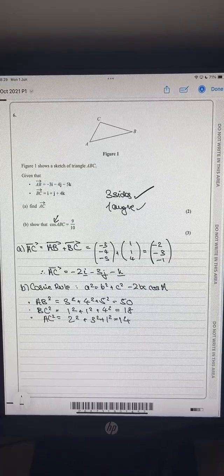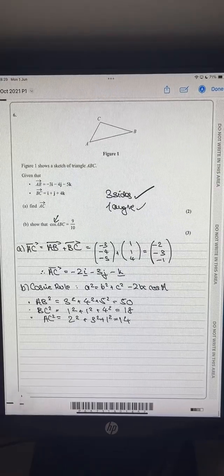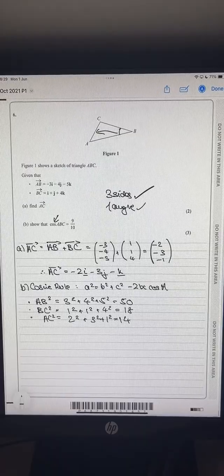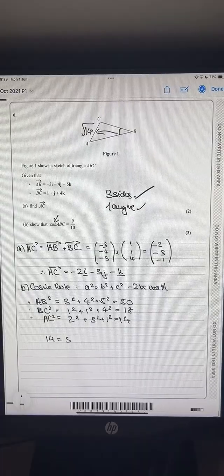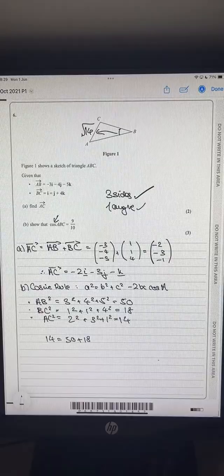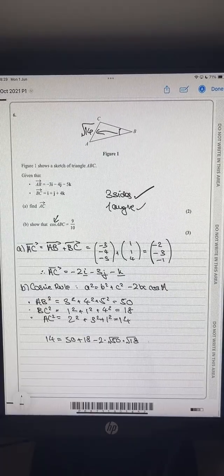So now I need to know which side maps to which value in my triangle. They want cos ABC, so ABC is the angle. The side opposite it is the AC length, which is the square root of 14. So I know that 14 equals 50 plus 18, it doesn't matter which of 50 and 18 I pick, minus 2 times the square root of 50, because it's b, not b squared, times the square root of 18 cos ABC.